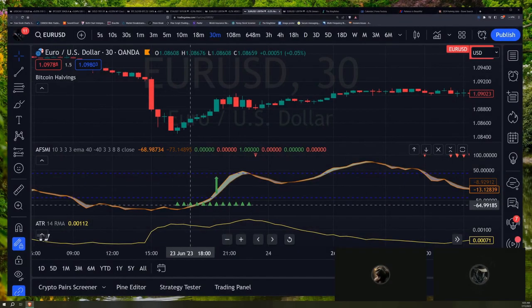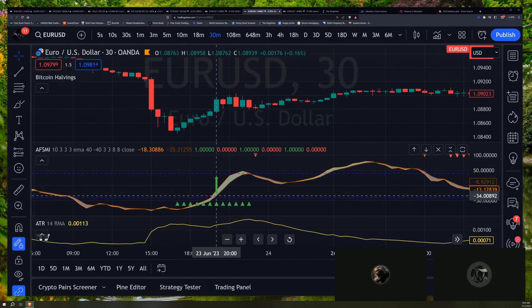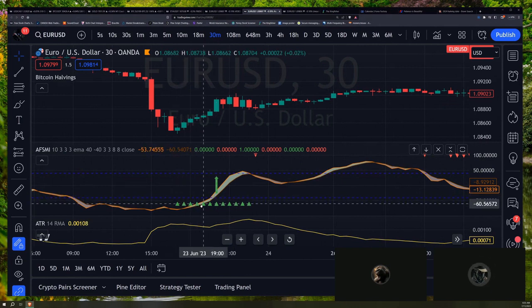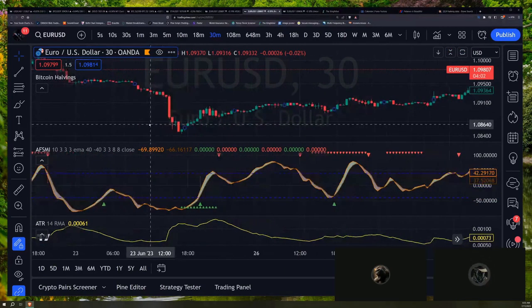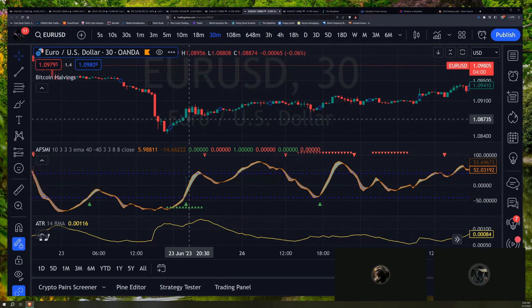So when you see these triangles on the bottom in this current iteration of this algorithm, that means it's coming. This is almost time to enter. And then this arrow is the entry, right? So in this particular case, you enter right here.